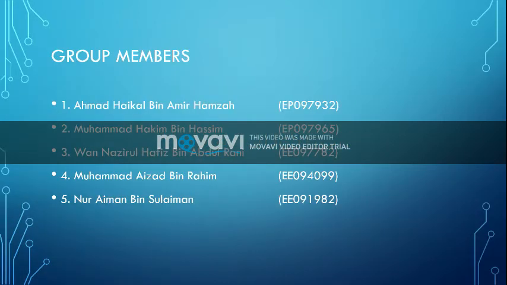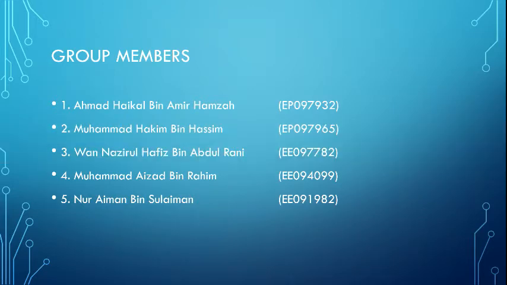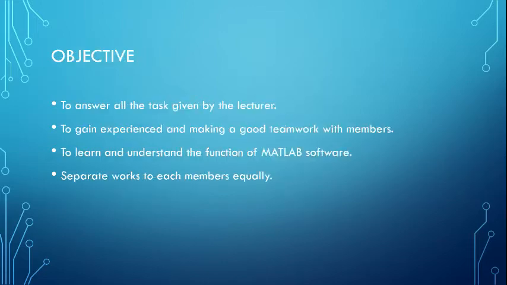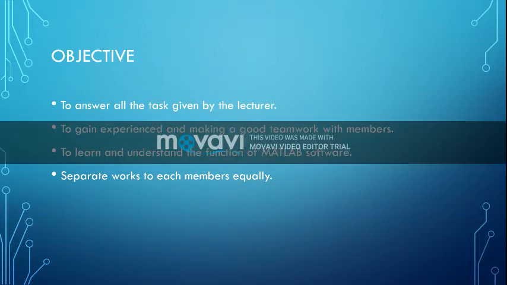These are our group members. They consist of 2 EP students, which is electrical power students, and 3 EE students, which is electrical electronic students. The objective of this project paper is to answer all the tasks given by the lecturer. Of course, we want to answer it correctly and precisely. Second, we want to be inspired and make good teamwork with members. We are from different courses, so we want to make new friends and share knowledge.